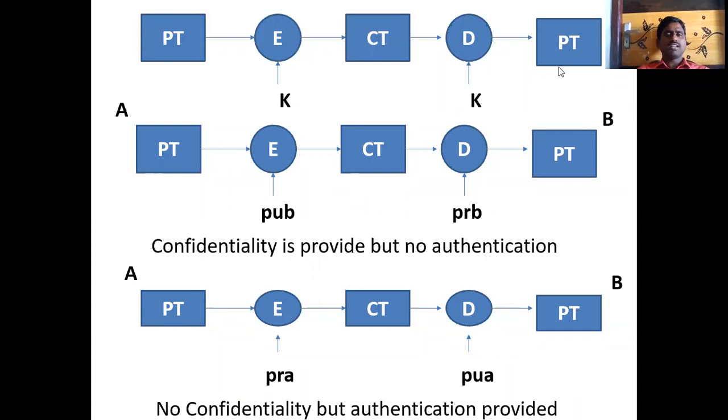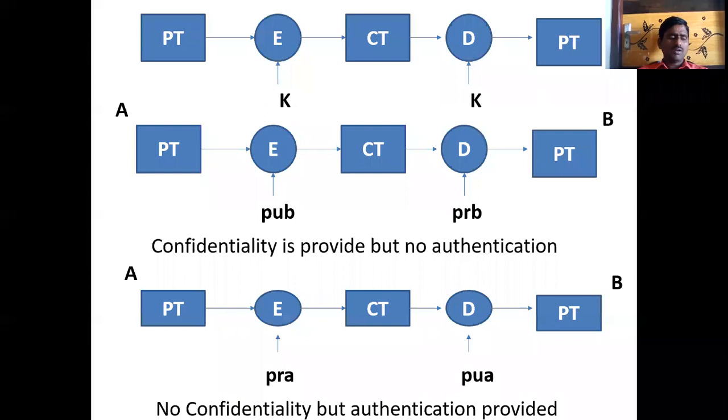Now on the receiver side, he needs to get the original text. For that, he will perform the decryption with the same key k, and then he will get the plain text. This process we call symmetric encryption. I told you both the encryption and decryption use the same key k.